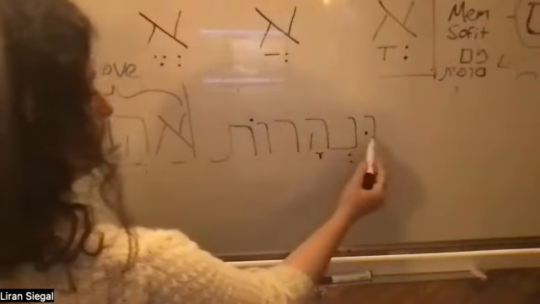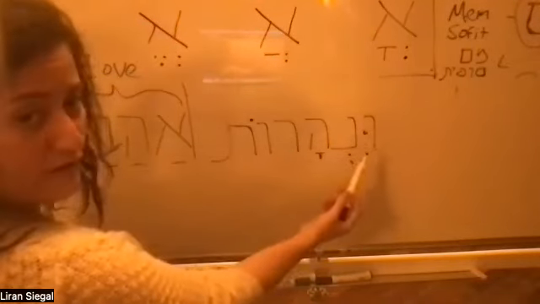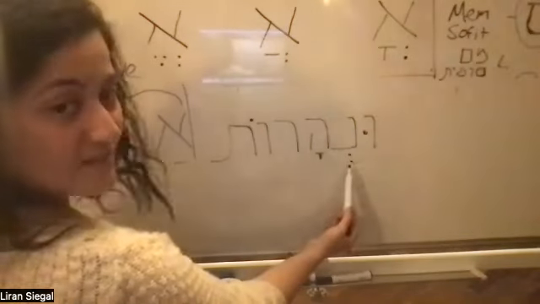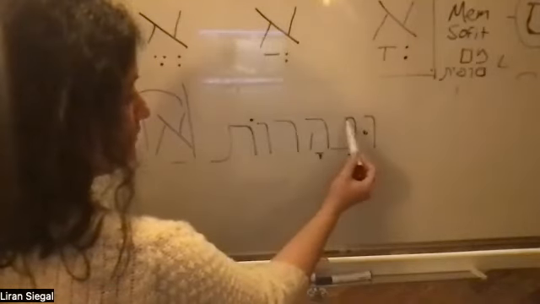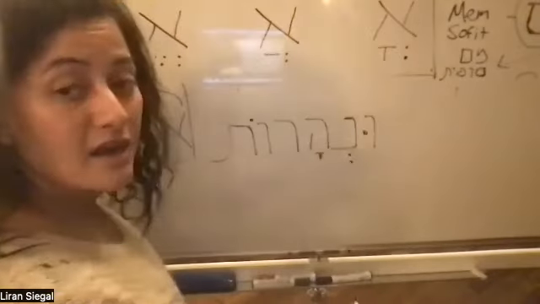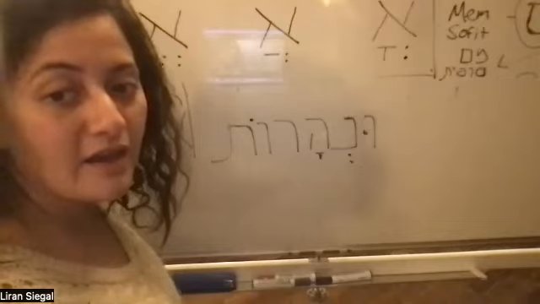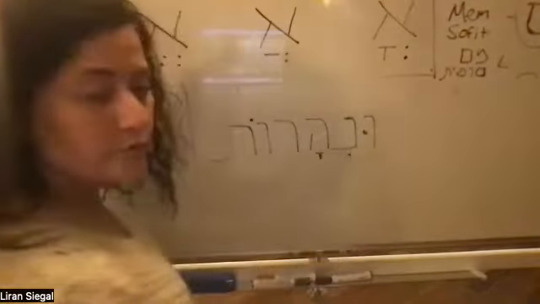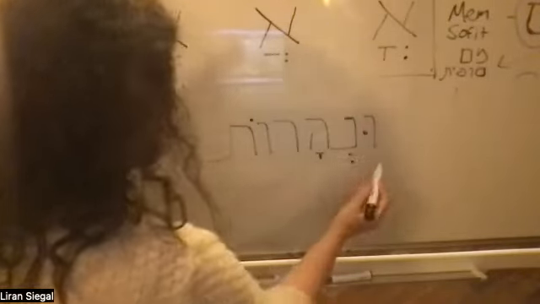So remind me again what sound this makes when I put a dot in the middle of a vav. Ooh. And now what sound does this make when I come to the nun? Knee. What is it? Nay. Yeah, if it was just one dot, it would be knee. But it's ne. Yep, ne.